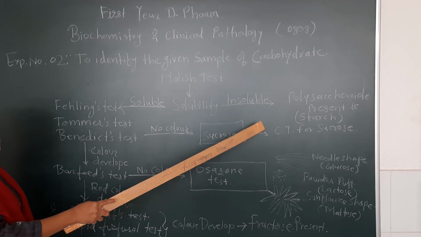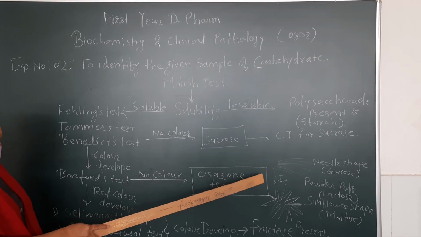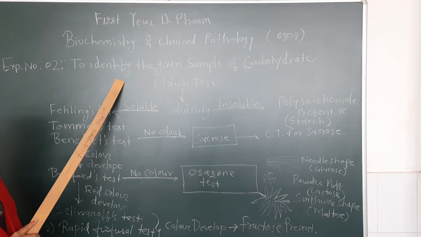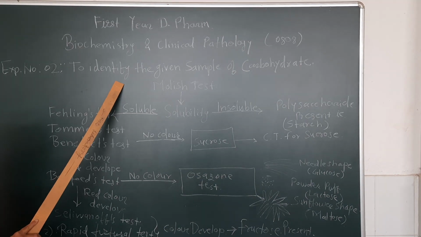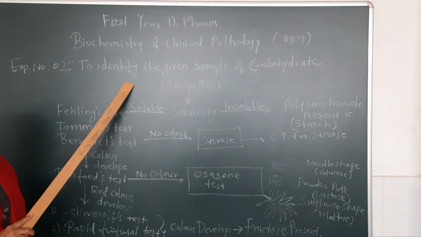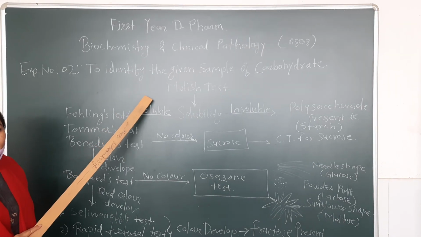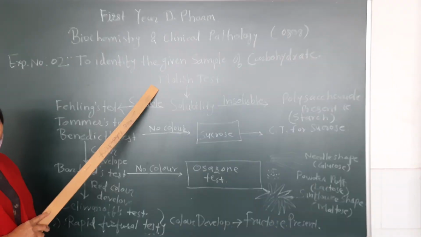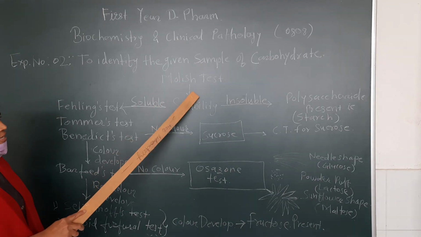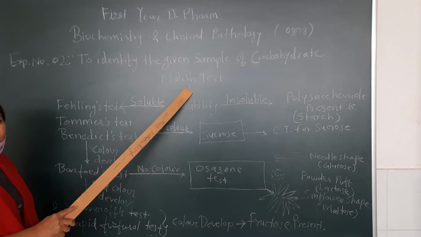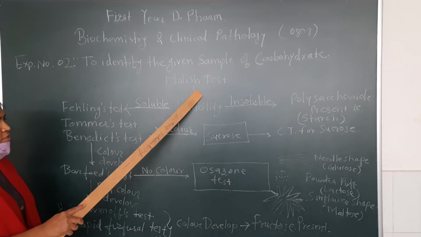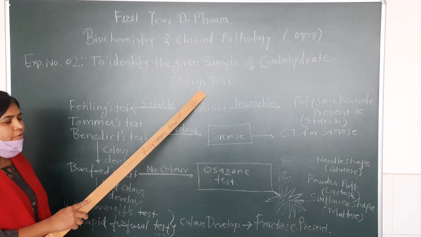So let's see how to identify these carbohydrate samples by performing the different qualitative tests. Okay, so let's start with the practical. There are different identification tests to identify these carbohydrate samples. The first general test to identify any carbohydrate is the Molisch test. This is the first test we have to perform.